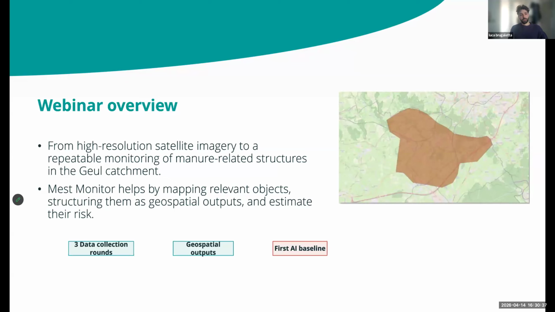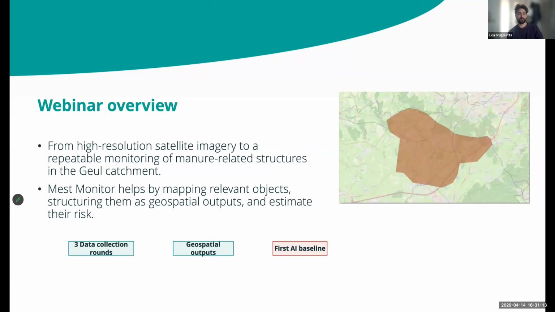Basically, what we do is we use high-resolution images to monitor and categorize the silos that can contribute to the pollution of the fuel, and the area affected is highlighted in the orange highlighted area on the right image.